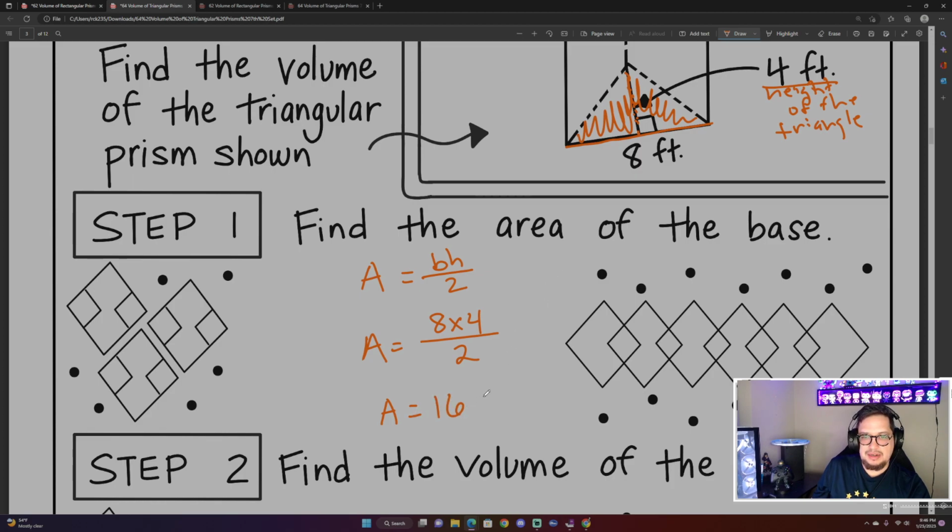So this is 16 feet squared. And again, it's squared because I did feet times feet. So that's why there's a 2 on the feet. All right, so that was your first step. That's just finding the area of the base.